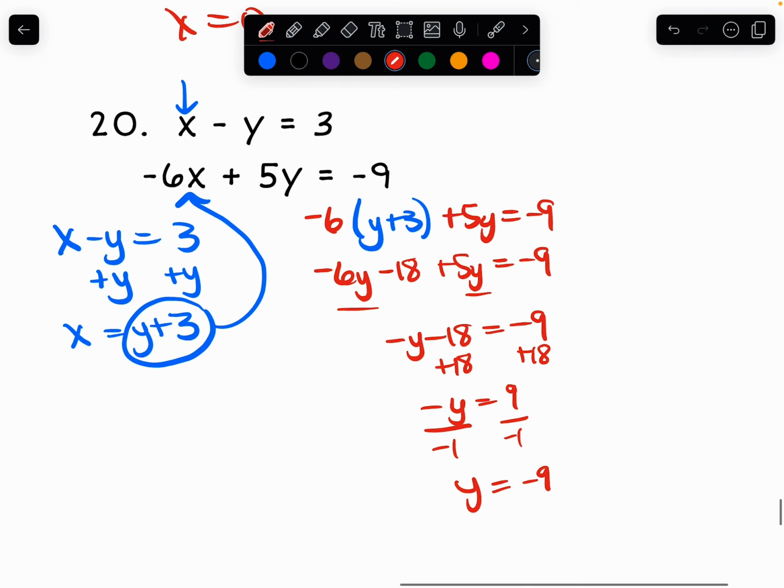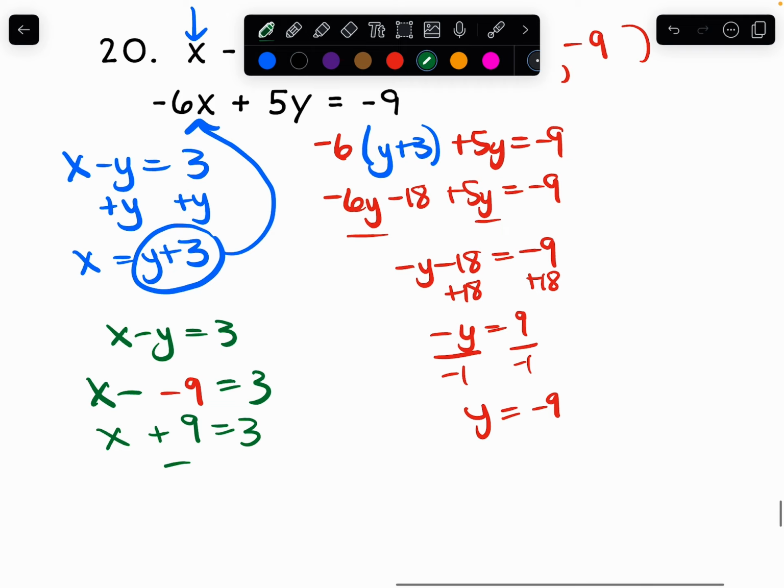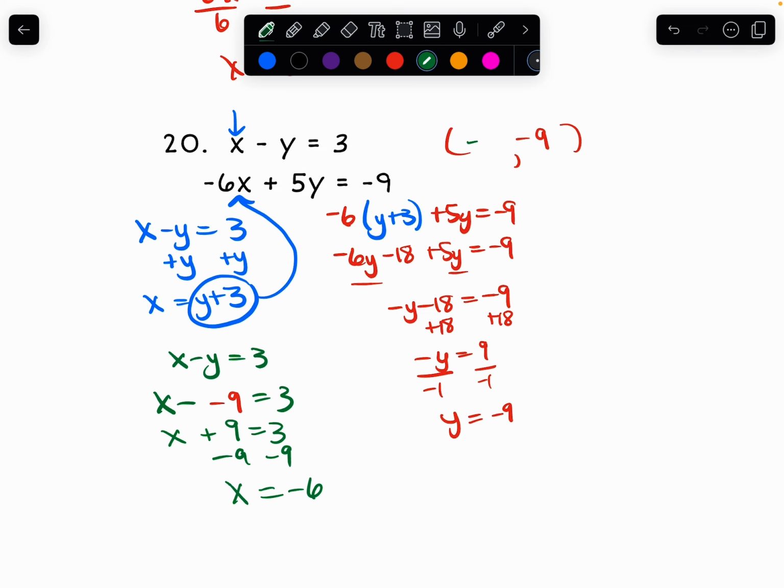So for the solution of this, I've got negative 9 for my y value. Now I need to figure out the x value. So I plug it into either the first equation or the second equation. I'm going to plug it into the first equation. So I'm going to replace the y with negative 9. So that's going to get me x plus 9 equals 3. I'm going to subtract 9 from both sides and get x equals negative 6. So it meets at the point negative 6, negative 9.